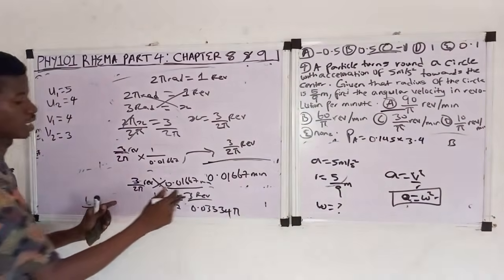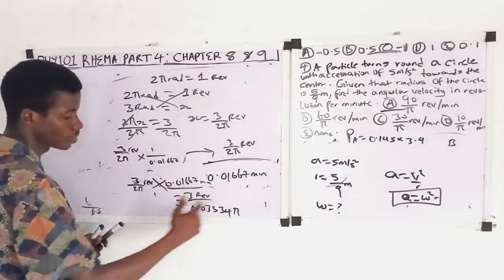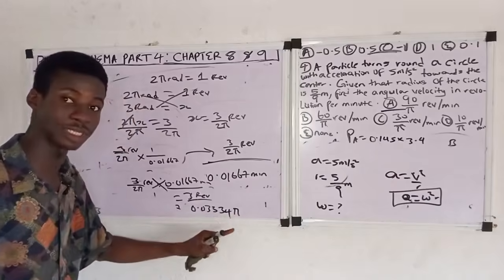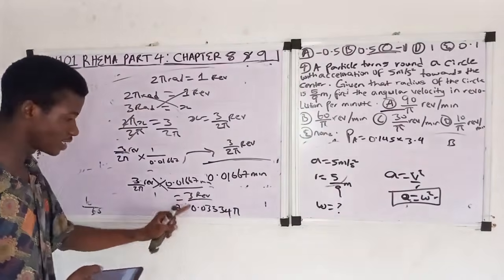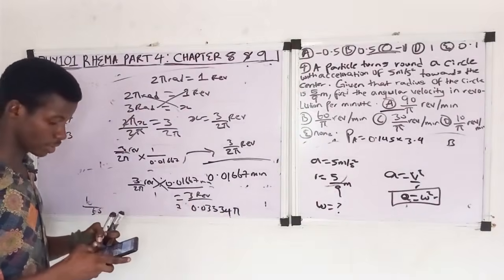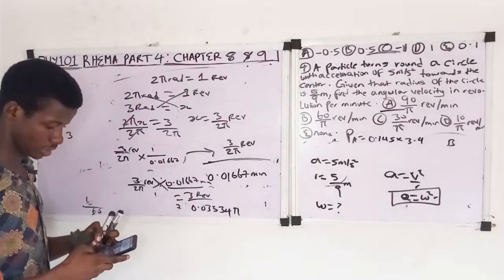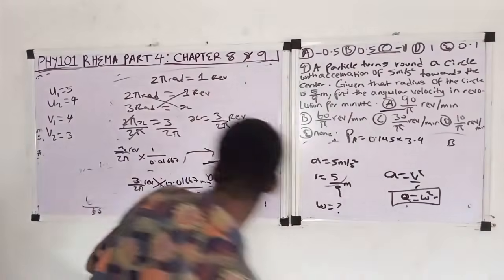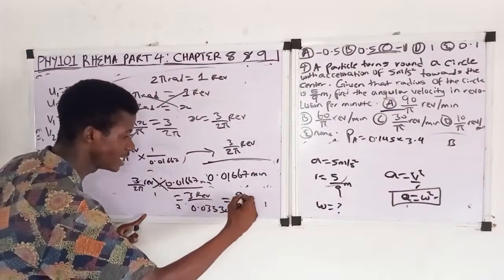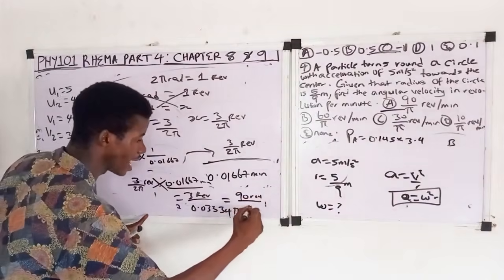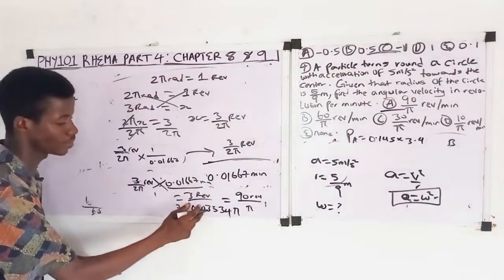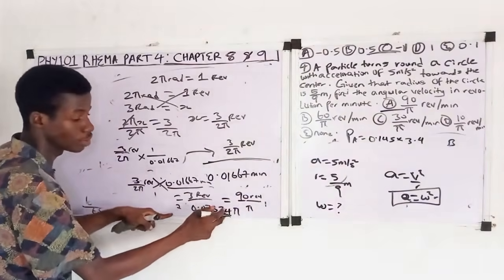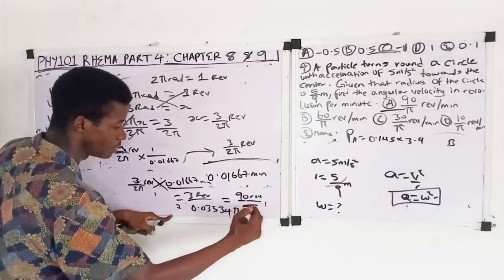So what I'm going to do next: 3 divided by this one. Let's see what our answer is. Remember, pi is at the denominator. So 3 divided by 0.03334. Our answer is 89.9, which is 90. So now we got 90 revolution divided by pi. Don't forget about the pi, it is still at the denominator.